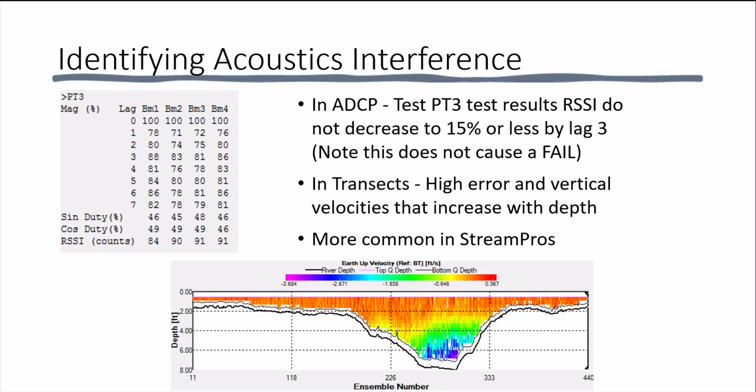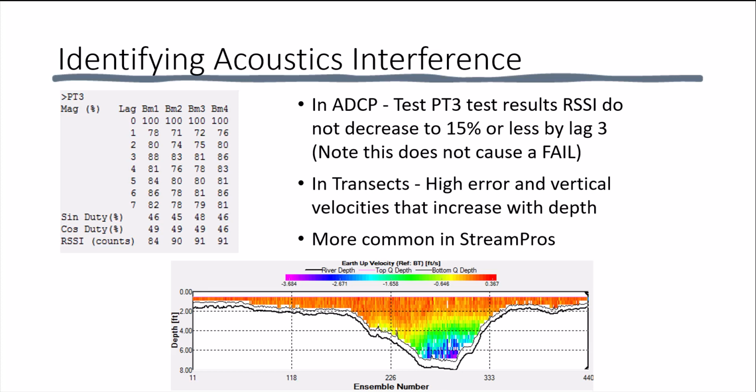High correlation values at longer lags do not necessarily mean the data is unreliable. It simply means that the system cannot determine whether or not it is reliable. As noted above, if the intensity of the profile data is 10 to 20 counts or more above the PT3 RSSI level, that data should be reliable.